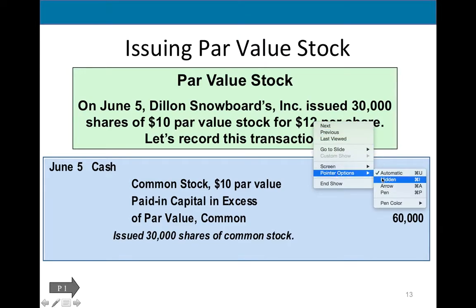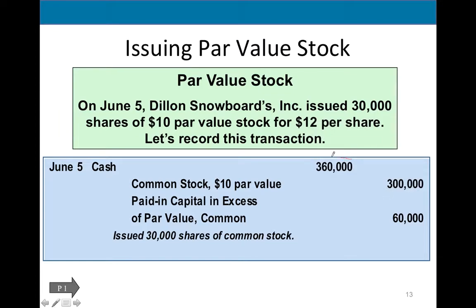If you look at cash right here, cash is the number of shares multiplied by market price. This is our debit. We receive cash. You have two accounts to credit. Now, we didn't study it before. In all previous chapters, when we talked about common stock, we just said credit common stock. In reality, if it's a par value stock, you have to credit two accounts.